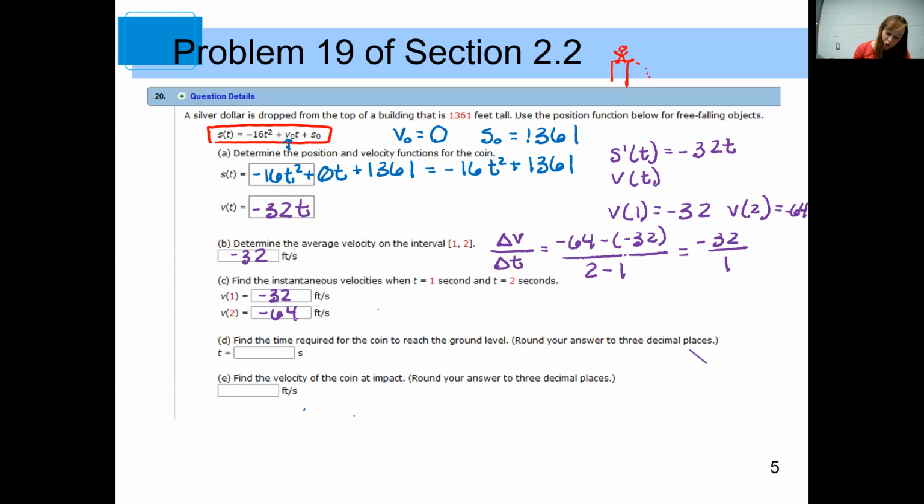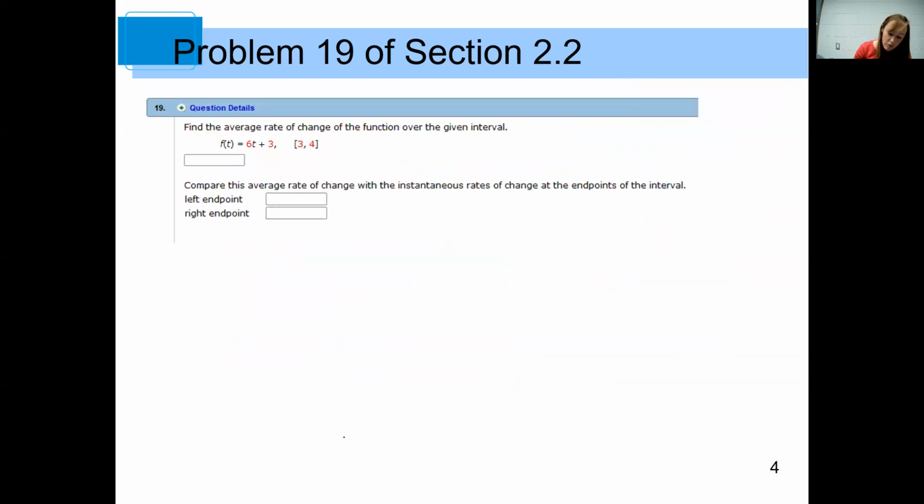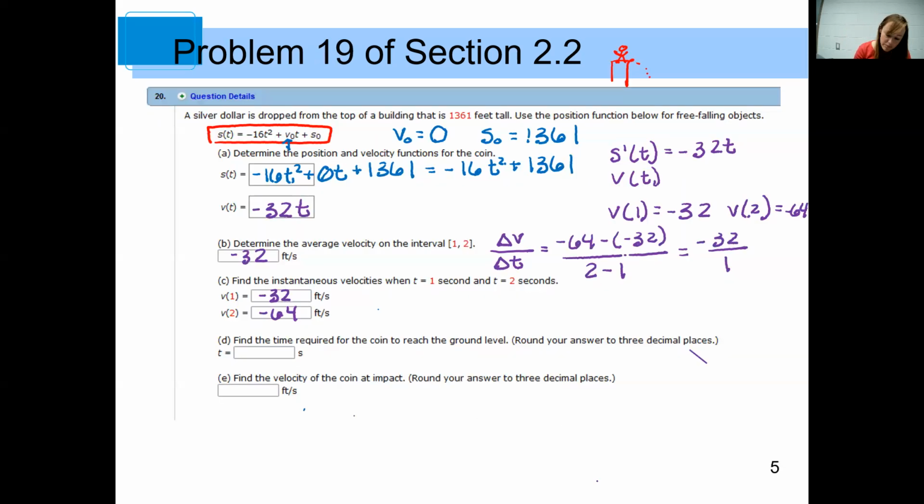Find the time required for the coin to reach ground level. Okay, so to reach ground level, we're really looking at the position of the silver dollar to be 0. We started off with 1,361 feet above ground. So when we hit the ground, that's where our height is 0. So we have this position function.